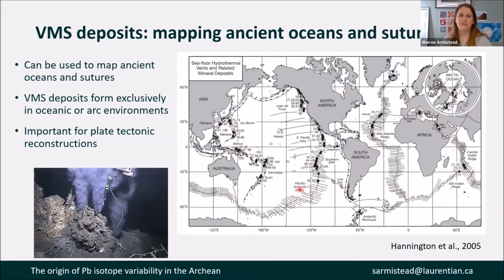As well as that, we can use VMS deposits to map ancient oceans and sutures. This is because we know that VMS deposits form exclusively in oceanic or arc environments. So this is really important for our plate reconstructions for all time periods.